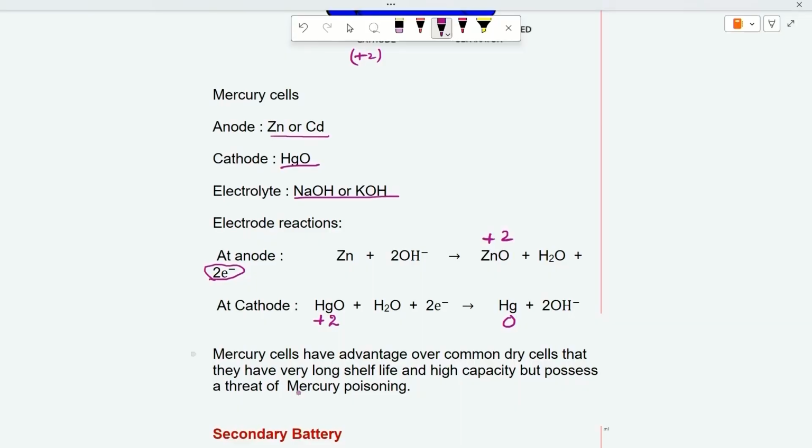Okay. But though it has all these advantages, there is a very high threat of mercury poisoning. Once it is used, it is thrown out as a waste, and this causes mercury poisoning. This is a threat to environmental pollution causing heavy metal mercury. Okay. So, these are the 3 types of primary batteries we have seen. First one was the dry cell, second was alkaline batteries, and the third one is the mercury cells.